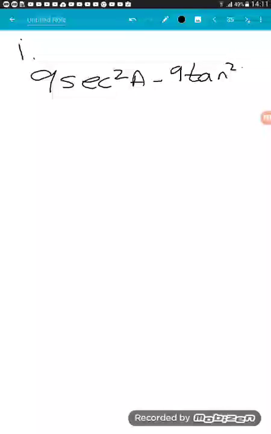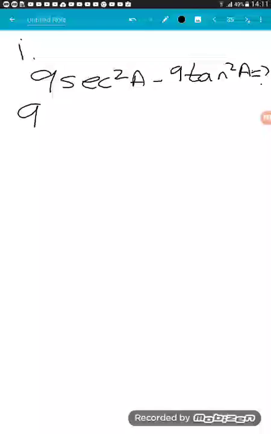So our next question is a multiple choice question: choose the correct option and justify your choice. The first one is 9 sec square A minus 9 tan square A. 9 sec square A minus 9 tan square A equals how much?